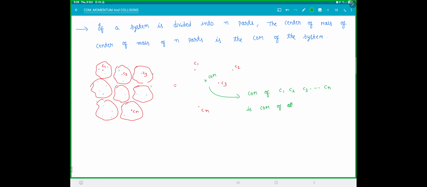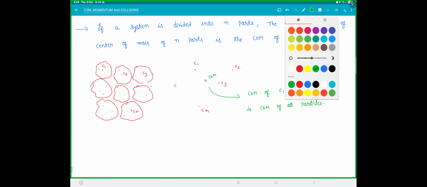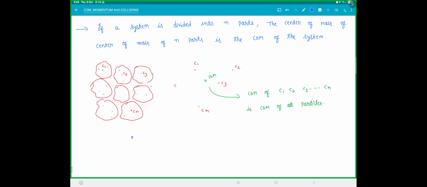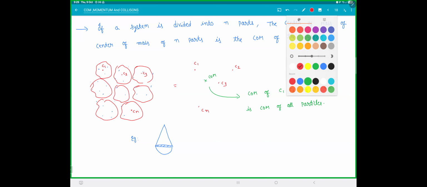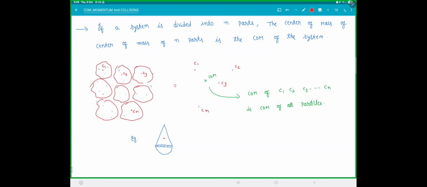Which kind of looks obvious, but how is this useful? Later on, we will handle questions of this sort. Let's say, for example, I give you a shape like this, a cone and a hemisphere, basically an inverted ice cream cone. And they ask you to find the center of mass of this system. Now, this is not any regular shape. I don't know how to solve this directly, but later on we will prove that for a cone, we know the center of mass, it will be C1.